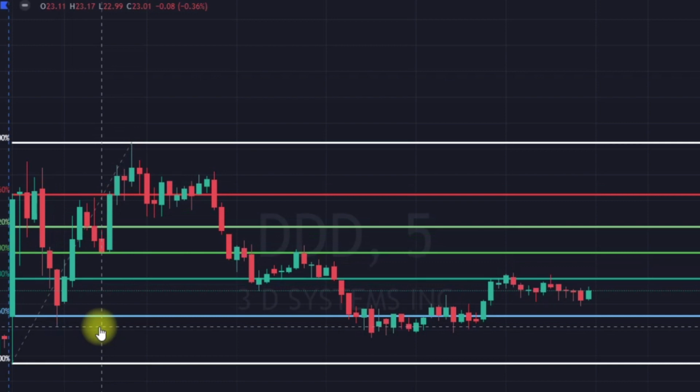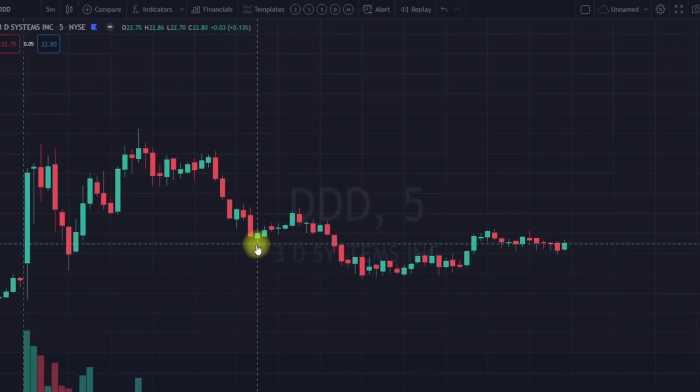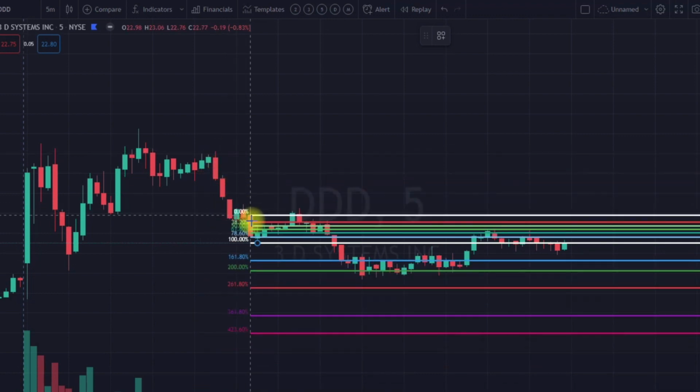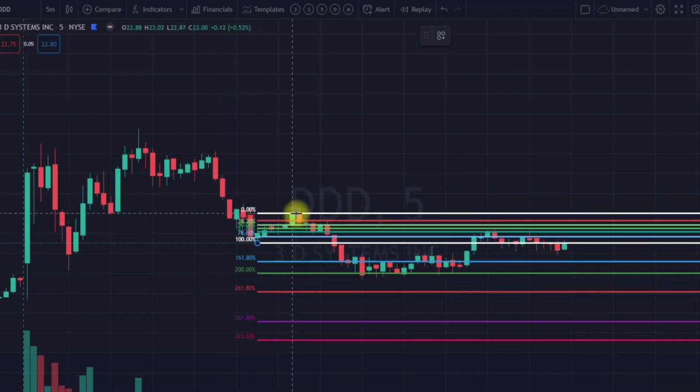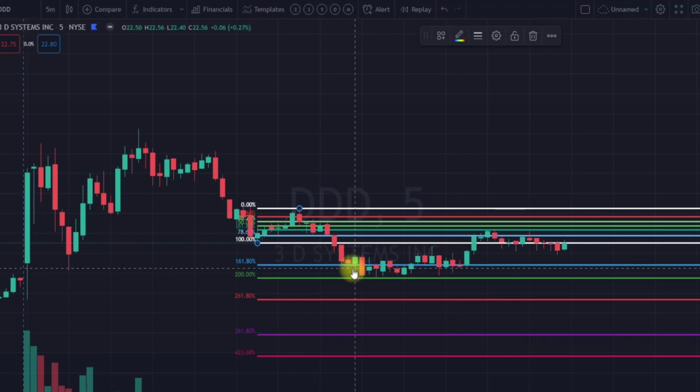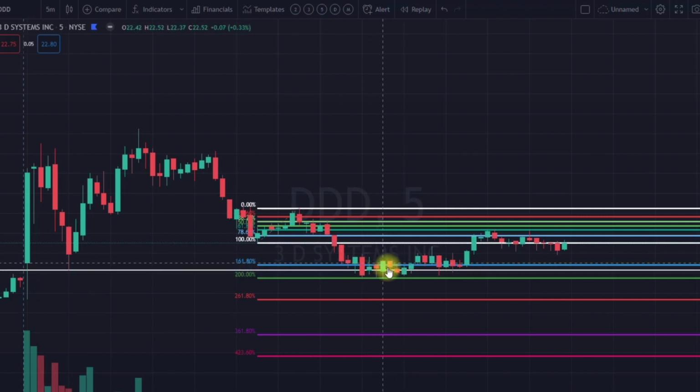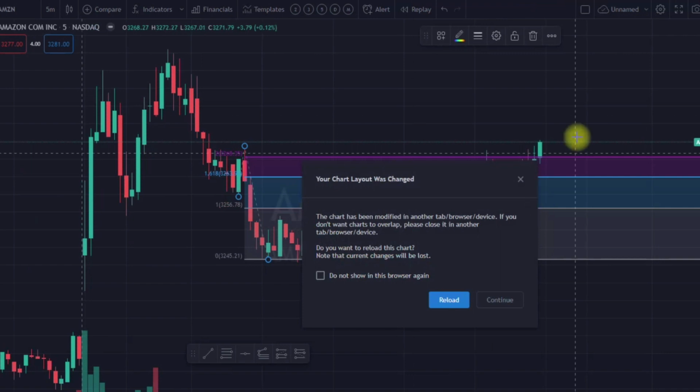Now, another spot that you could use this is from this low right here, where it clearly held after this little drop, up to this high right here. And it held that 200%, which if we drew a line right here, you know that there's some thick levels in this area. Now let's try one more chart.